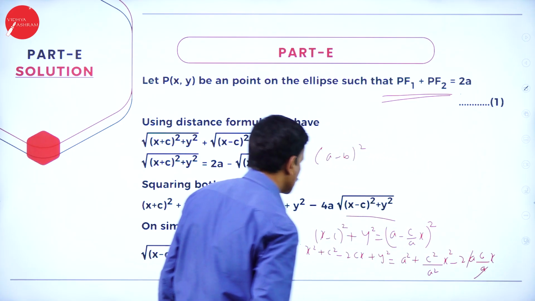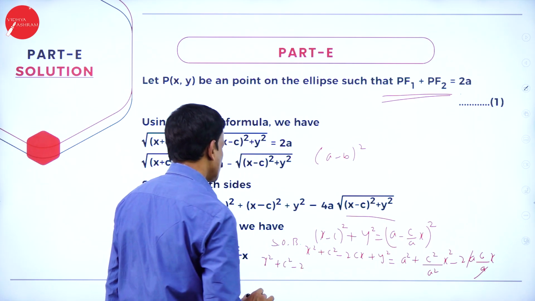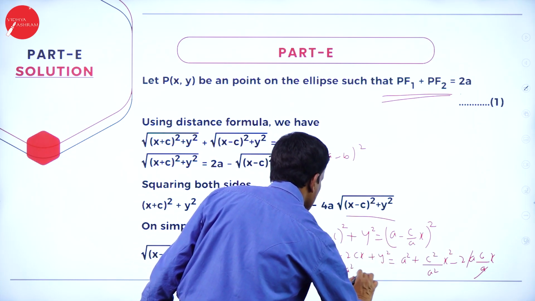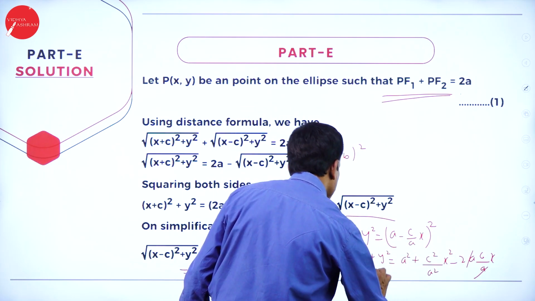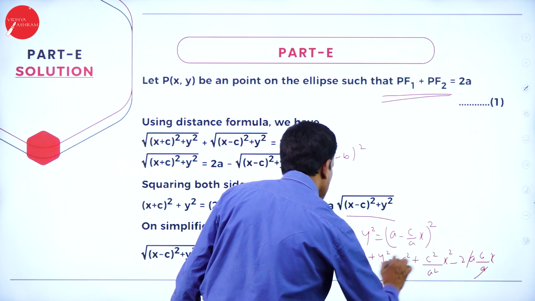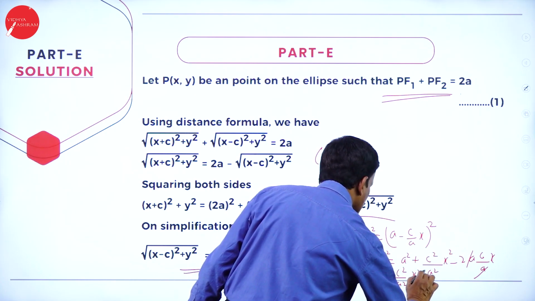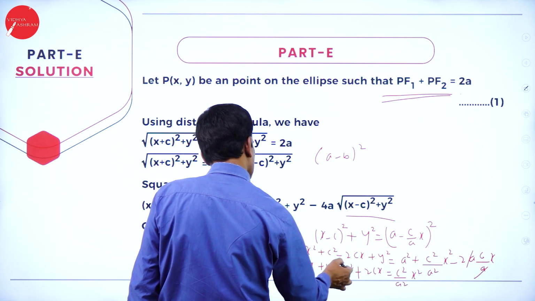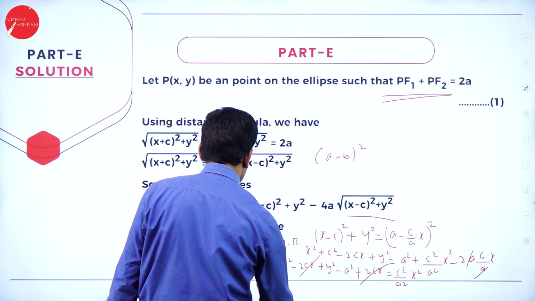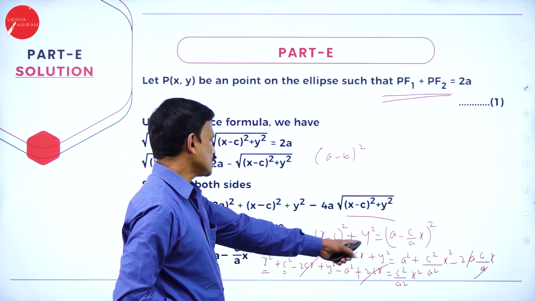So, a gets cancelled. So, transfer this to the left hand side. This becomes x² + x² + c² + 2cx + y², and this becomes minus a², minus a², and this becomes plus 2cx, equal to (c²/a²)x². Now, what happens? Here, plus 2cx and minus 2cx get cancelled. We have x² + c² + y² − a² equal to this.